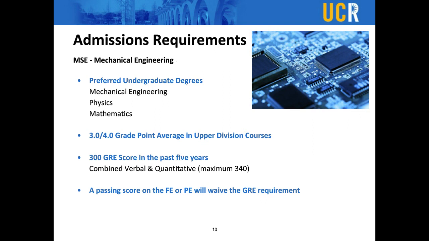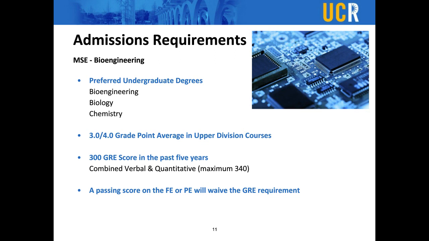The next specialization I'm going to focus on here is our mechanical engineering. Again, we're going to have that 3.0 requirement, a 300 GRE, and like with all the specializations, having that FE or the PE will waive the requirement for the GRE. For the mechanical engineering degree, we are looking for preferred undergraduate degrees in mechanical engineering, physics, and mathematics.